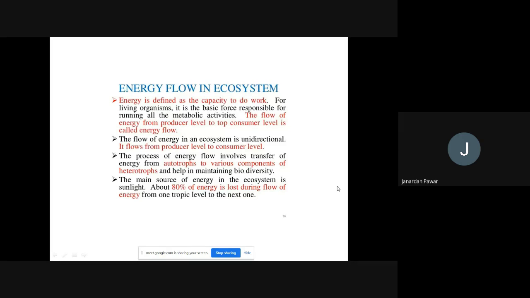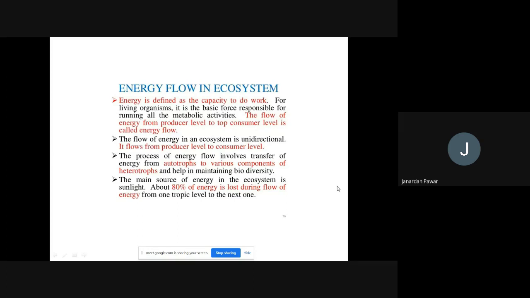Energy flow in the ecosystem. Energy is defined as the capacity to do work. Why is energy required? Sometimes we say, now I don't have energy, I don't want to do anything else, I want to eat something. And through food we get energy, that we know very well. If we want to work, we should have some food. So energy is defined as the capacity to do work.